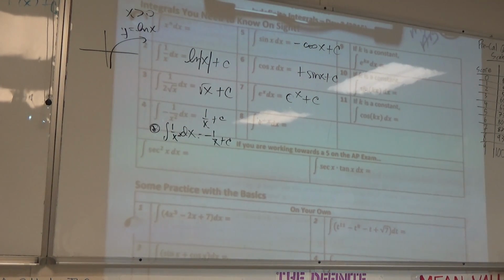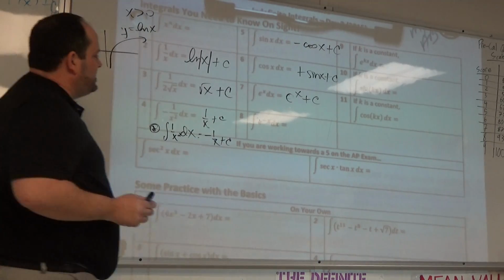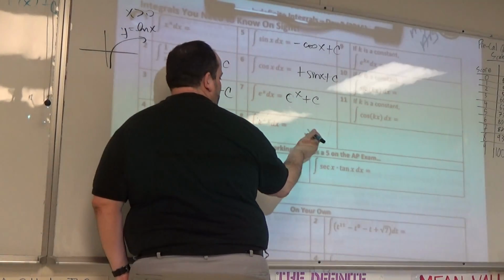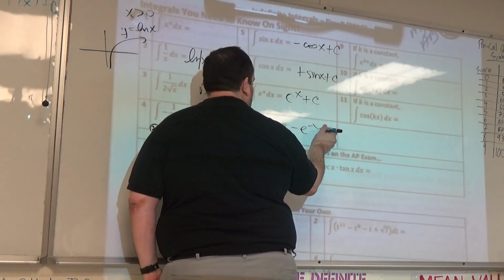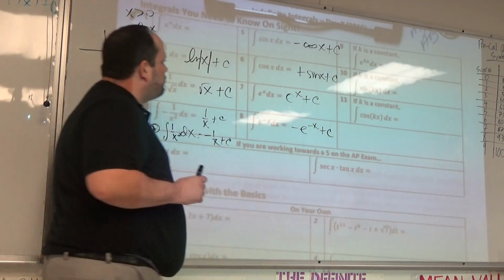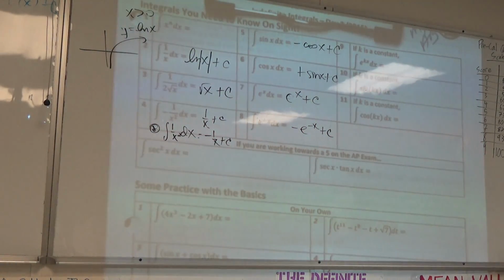Jasmine. Number 8. The antiderivative of e to the negative x, you're going to tell me is? Negative e to the negative x plus c. Great. Love it. 4 more.